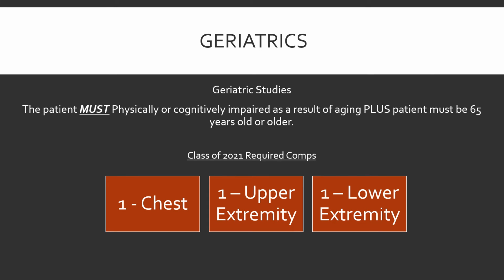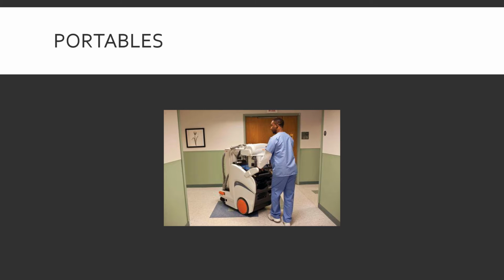Geriatrics. Geriatric studies. The patient must be physically or cognitively impaired as a result of aging, plus the patient must be 65 years or older. Class of 2021 required comps: 1 chest routine, 1 upper extremity, and 1 lower extremity.